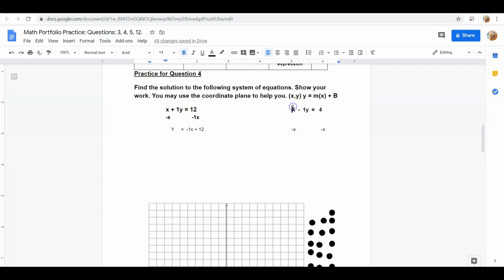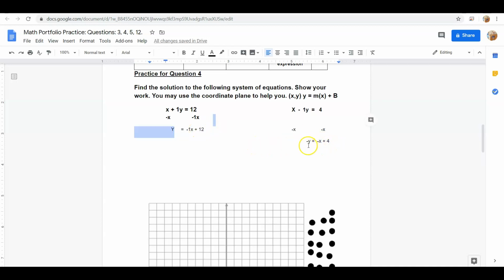And we're going to take this x minus this x. So we're left with negative y. And I don't need to put that 1, but I do need to put the negative sign. So negative y is equal to, and again, we have this negative x here. So in our y equals mx plus b format, we need to have the number with the x first. So negative x plus 4.